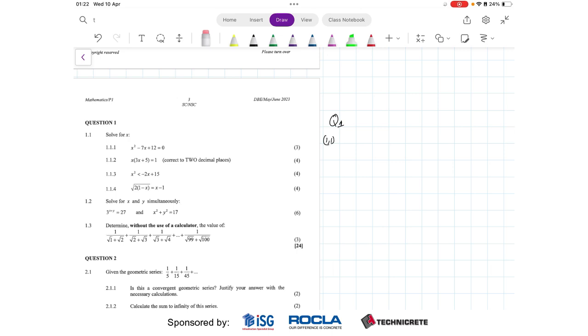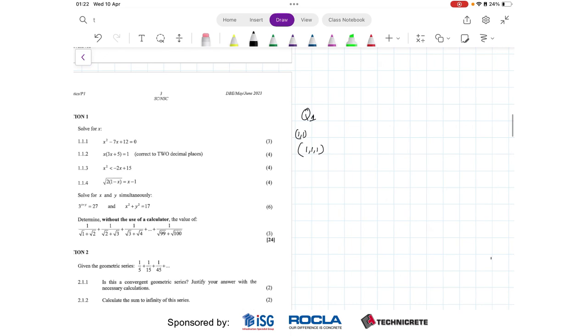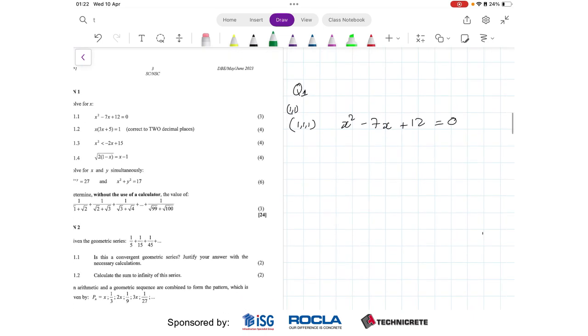Solve for x. My favorite. It's the easiest. We are told that x squared minus 7x plus 12 is equal to 0. Now, the first thing that we need to ask ourselves is what factors of 1 and 12, the positive 12, can give us a negative 7. From inspection, clearly you need a minus 3 and a minus 4.